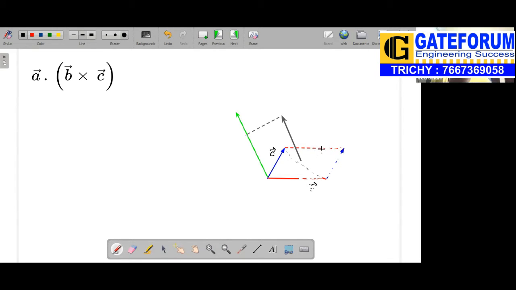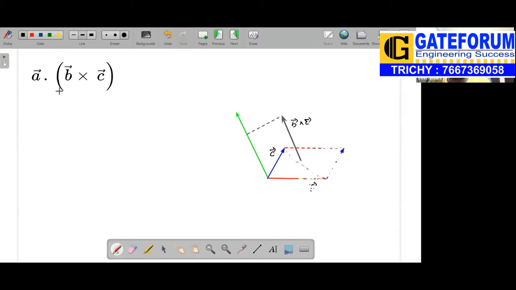As you said, the final answer will be in vector form, right? That vector has a length, the magnitude of the vector. That is basically the area formed by the two vectors. So this gray vector is the answer for B vector cross C vector. The length of this vector is nothing but the area of the parallelogram formed by B vector cross C vector.